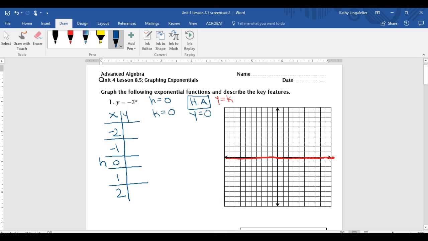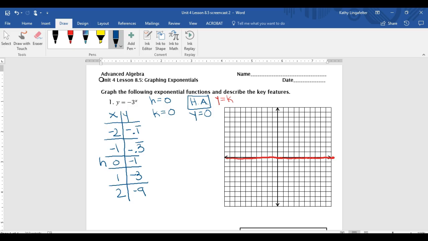So when the input's -2, my output was -0.1 repeating. When my input's -1, my output is -0.3 repeating. When my input is 0, my output's -1. When my x is 1, my y is -3. And then when my x is 2, my y is -9. Let's get these on the graph.